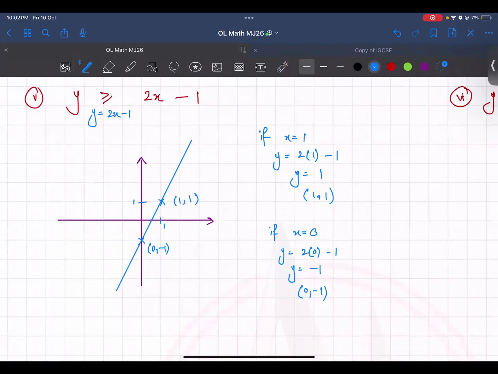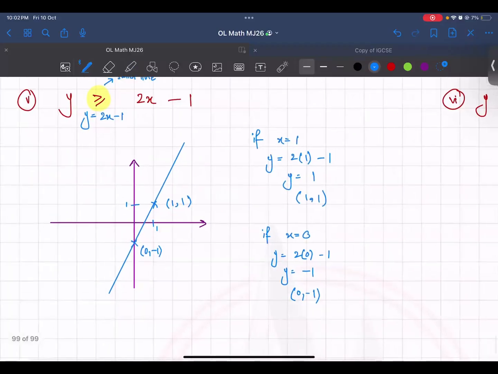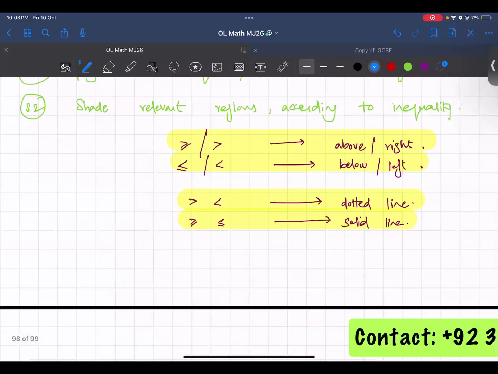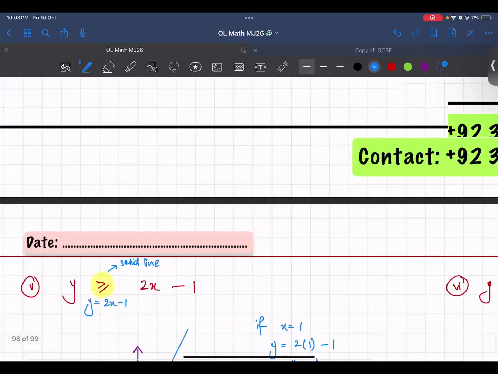Okay. And now you look at the inequality. It is more than or equal to. So this means it would be a solid line, first of all, because the line is also included. And it is more than. And for more than, I told you, the region which is above or to the right.